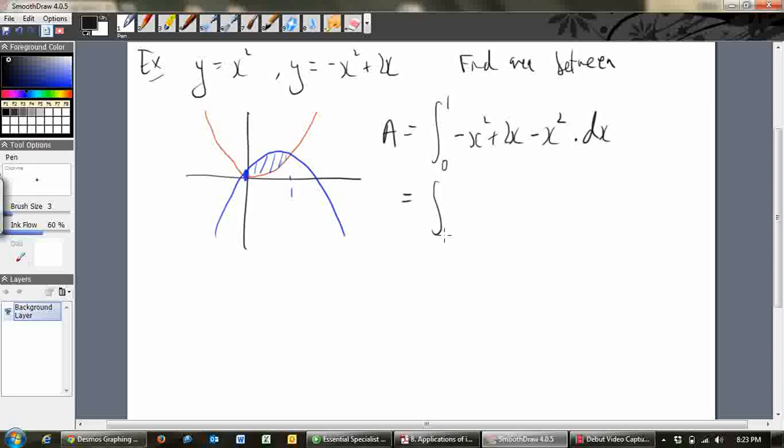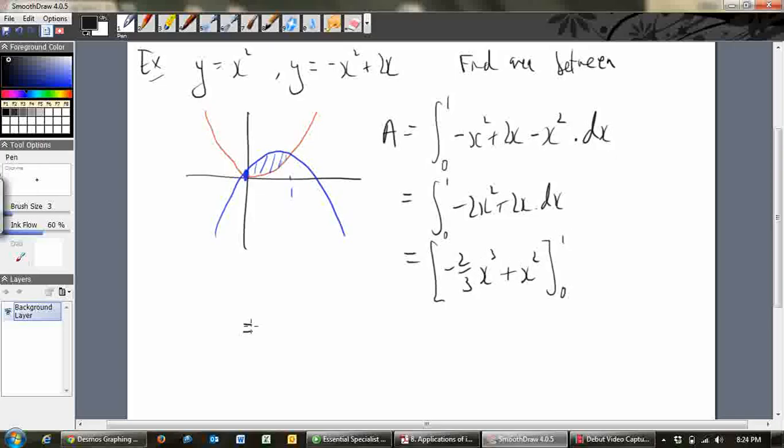Figure it out. So I'll just simplify: the integral from 0 to 1 of negative 2x squared plus 2x dx, which is equal to, that goes up to 3, divide by 3, so negative 2/3 x cubed plus x squared between 1 and 0. And we're going to get a negative answer. No, I don't think we are actually.